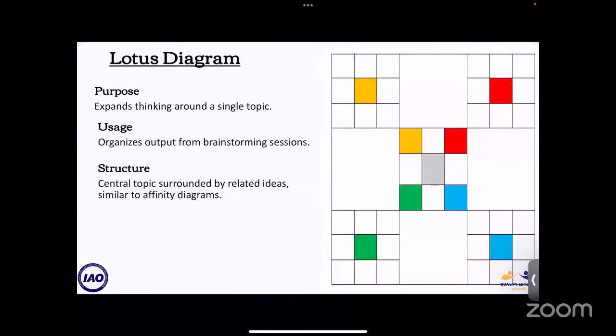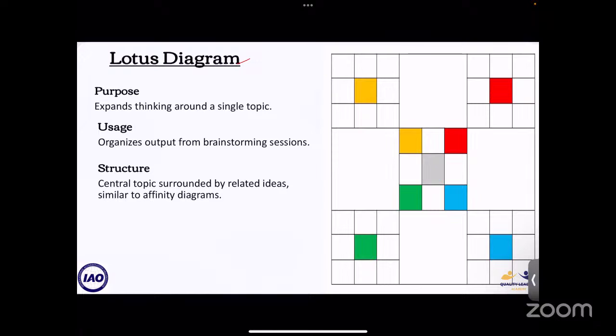Let's talk about a simple yet powerful tool for brainstorming and organizing ideas. We call it the lotus diagram. The lotus diagram is designed to expand thinking around a single topic. Think of it as a structured way to break down big ideas into smaller and manageable parts. It helps you dig deeper into a subject by connecting related concepts and ensuring nothing important is overlooked. This tool is often used to organize outputs from brainstorming sessions.